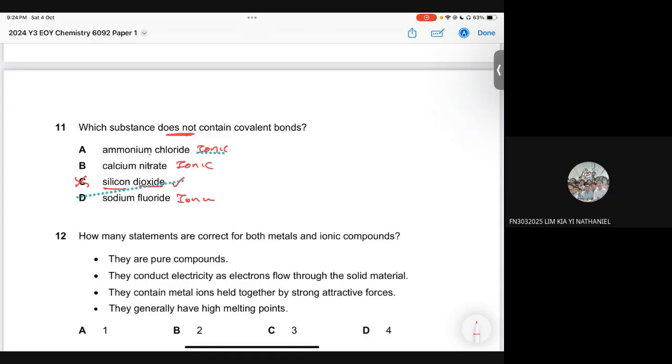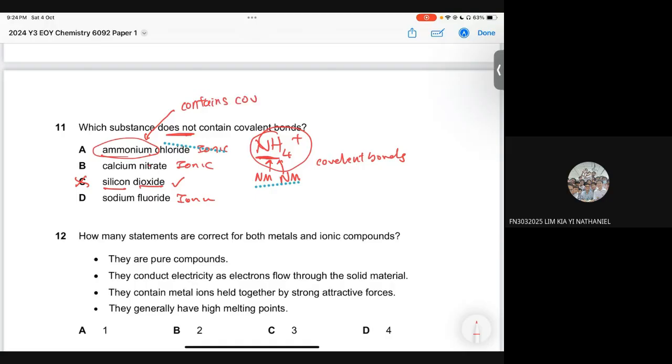Okay, how can it be that they contain covalent bond? So take note, ammonium, look at it carefully, is NH4+. How did the N and the H form bonds? Do you realize N is a non-metal, H is also a non-metal. So for NH4+ to form, internally they have covalent bonds inside them. So actually A, the ammonium, contains covalent bond.